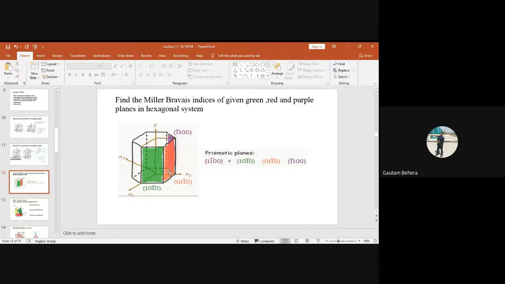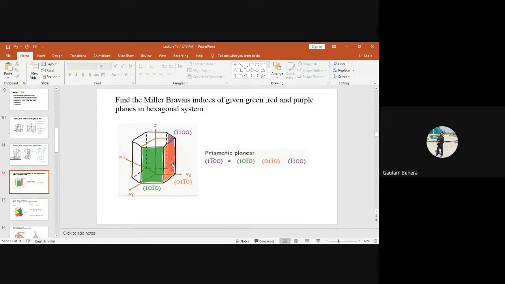This red plane is parallel to x1, and also parallel to z. So they will intersect at infinite distance, so it will obviously be 0. You can see the x2 direction is intersecting this plane by 1 unit magnitude in the positive direction, so it will be 1 only. Now x3: the positive direction is here, and if you move just behind that, that is negative x3. So this plane is intersected by x3 at 1 unit magnitude in the negative direction, so it will be 1 bar. And this plane is again parallel to the z-axis, so it will be 0. Done.